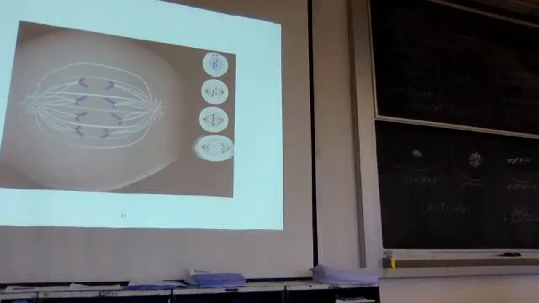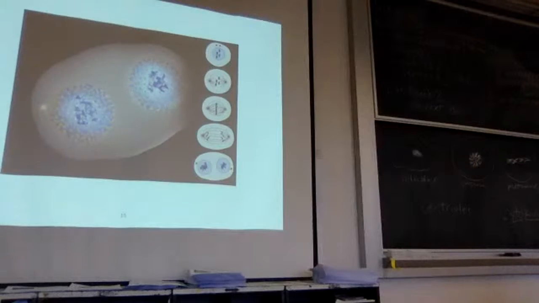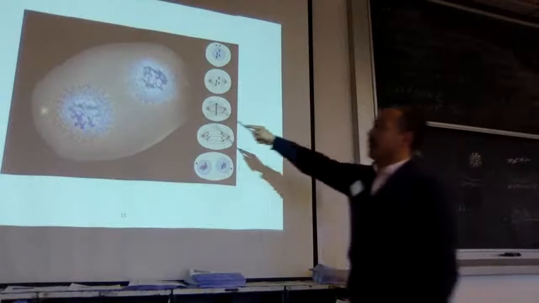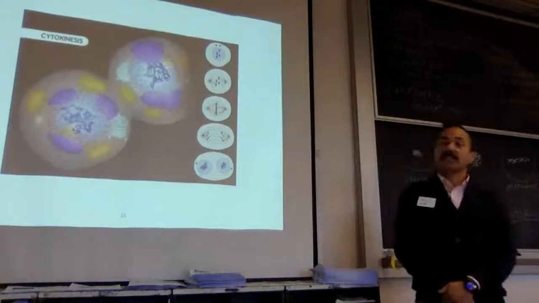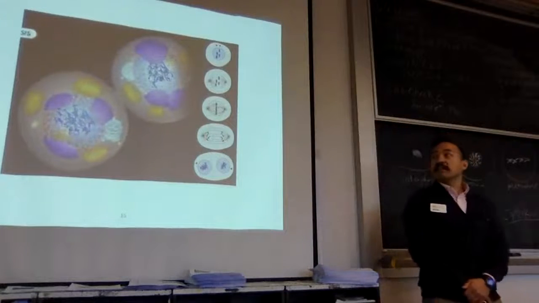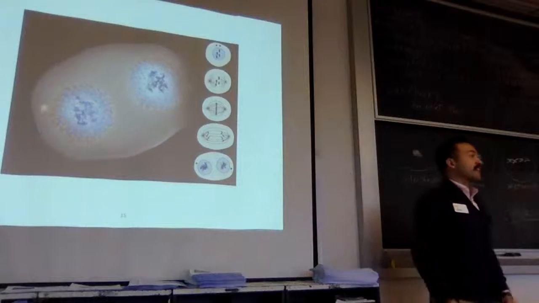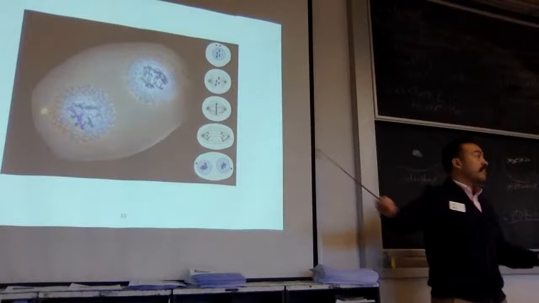They get pulled apart. In telophase, we reform nuclei, but there's two of them, and cytokinesis happens. The cell splits into two. Now you have two fully functioning cells. They each have their own set of organelles, their own set of DNA.